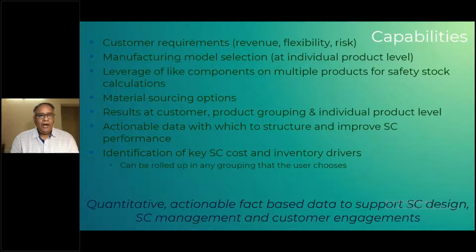And parallelly, you have to run the manufacturing model selection, as we discussed about the MRP, materials requirement planning. Materials requirement planning not only looks at the customer demand, but also looks at the capacity available at the plant level, leveraging all the components of multiple products, plus the safety stock calculation. Safety stock calculation is not only for your raw material inventory, but also for your finished goods.